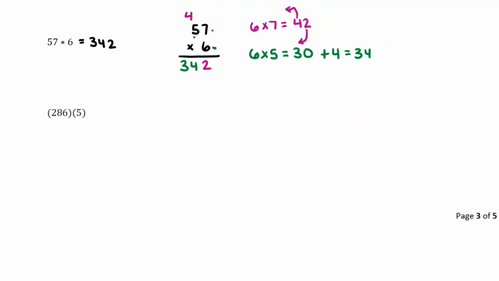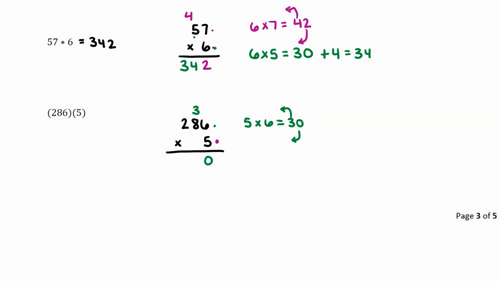Let's try another one. 286 times 5. Here we're going to have to do 3 multiplies because there are 3 digits in that top number. So first we'll do 5 times 6. That makes 30. So 0 comes downstairs. 3 goes upstairs as a carry.